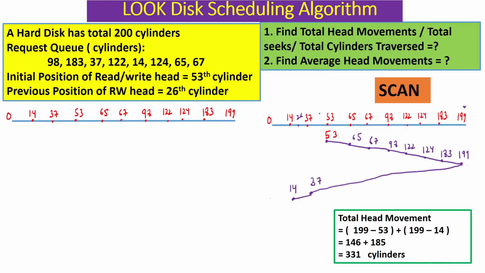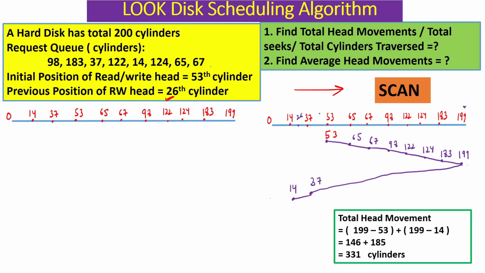Here I have taken the same example that we discussed in our SCAN algorithm. We have this request queue, and these are the various cylinders. We have a total of 200 cylinders in our example, and our read write head is moving in this direction. You can see the previous position of the head was 26, and currently it is at 53. That means it is moving from 26, 27 to 53, so we are moving from a lower cylinder number to a higher cylinder number.